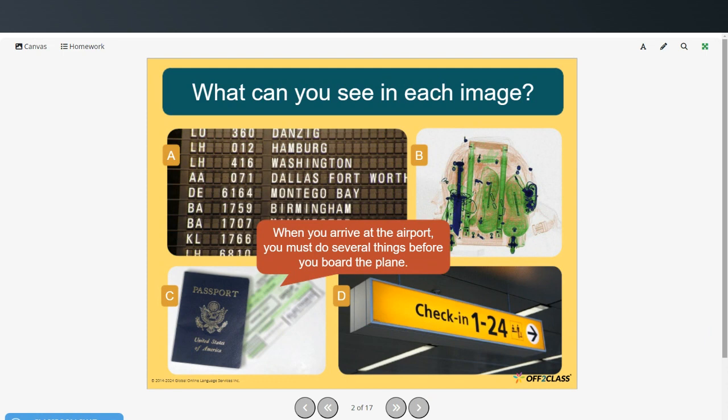So what can you see in each image? Well, here it looks like it's the arrival or departures board telling the flight number and the cities. Picture B looks like a backpack going through security. Picture C is a passport. And picture D is a sign showing the way to check in. So when you arrive at the airport, there are several things that you have to do before you board the plane.